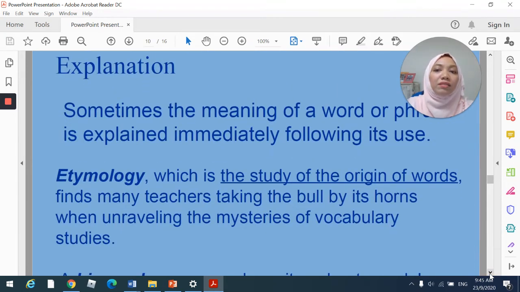What else? Explanation. Sometimes it is not one word, but an explanation, meaning a few words. Etymology, which is the study of the origin of words, finds many teachers taking the bull by its horns when unraveling the mysteries of vocabulary studies. So you have the definition or explanation of the word etymology. Normally, explanation is the clue for technical terms, jargons, words that belong to a specific field, like etymology.